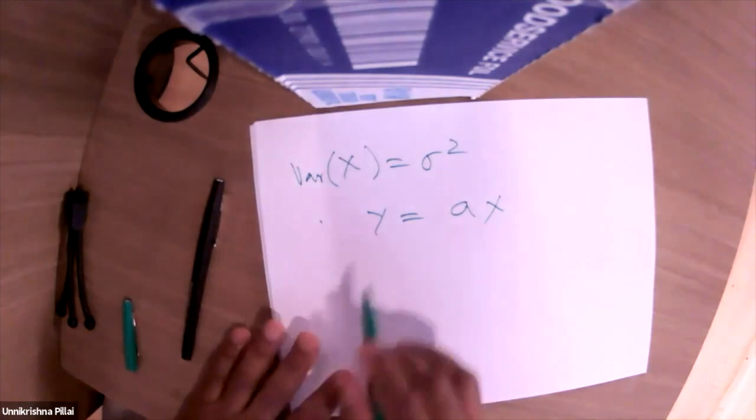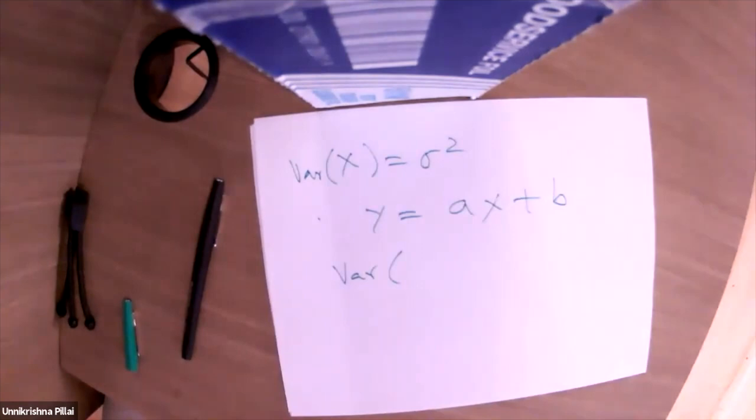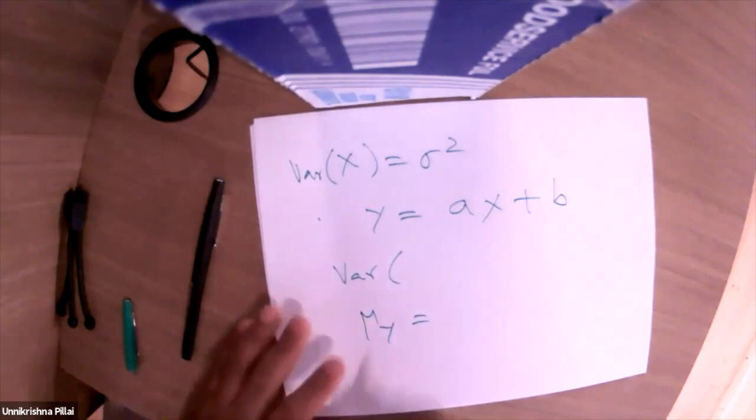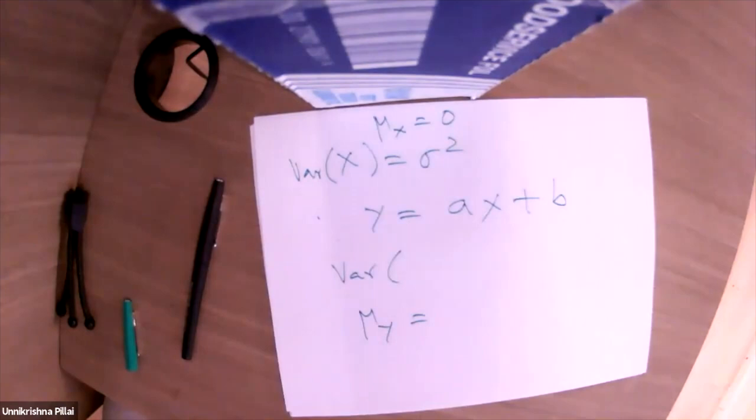X has variance sigma squared. What's the variance of AX plus B? Anyone? So what is the mean of Y? Let's start with that. X is zero mean, and the variance of X is sigma squared. What's the mean and variance of Y? Anyone? The variance is A squared sigma squared. Mean? Means B.